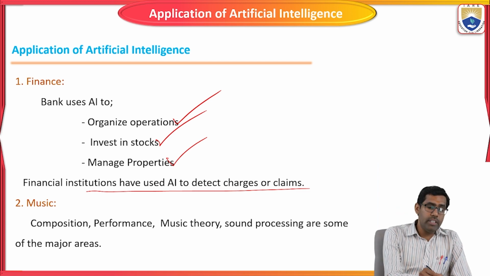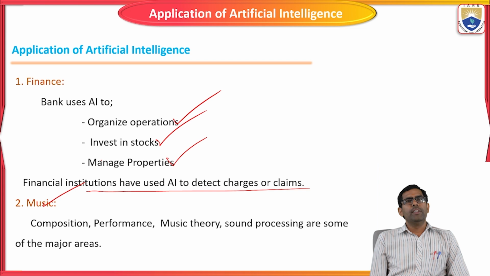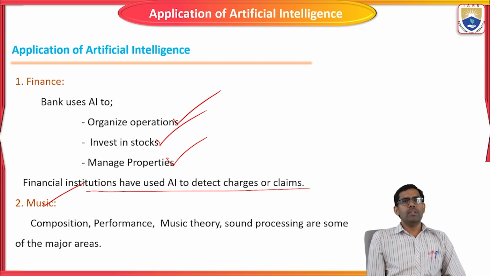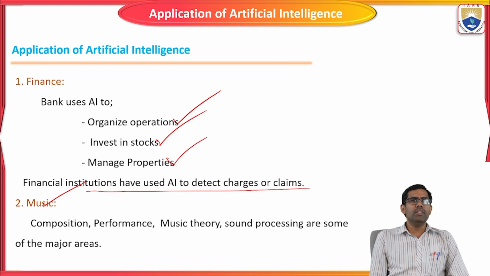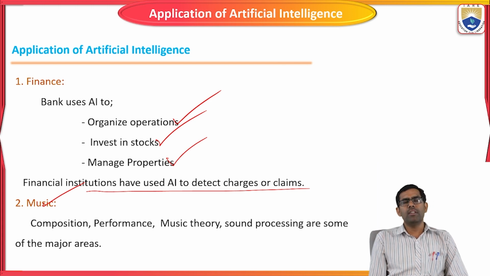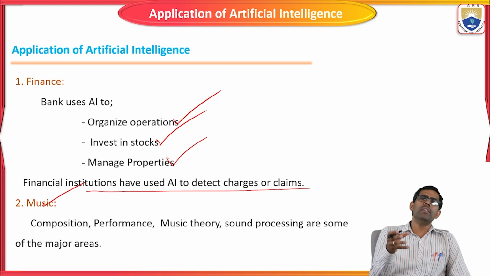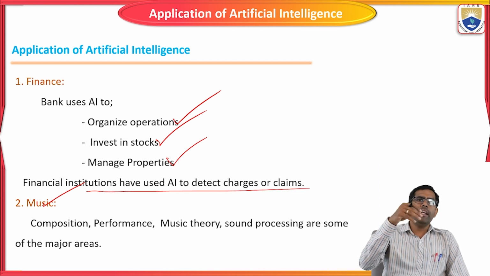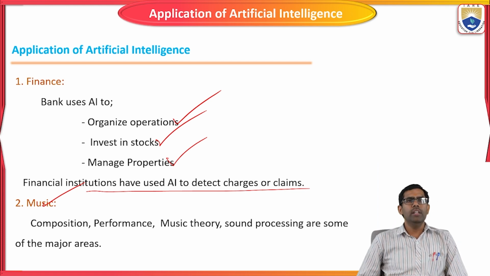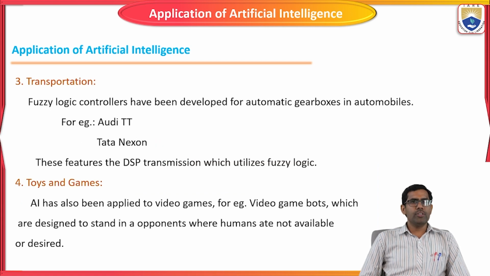Okay, the next one is music. Composing, performance, music theory, sound processing, everything nowadays is acting based on artificial intelligence. This is a major area. Just as we tell about some alphabets, A to E, based on those alphabets, the A gives some musical performance.